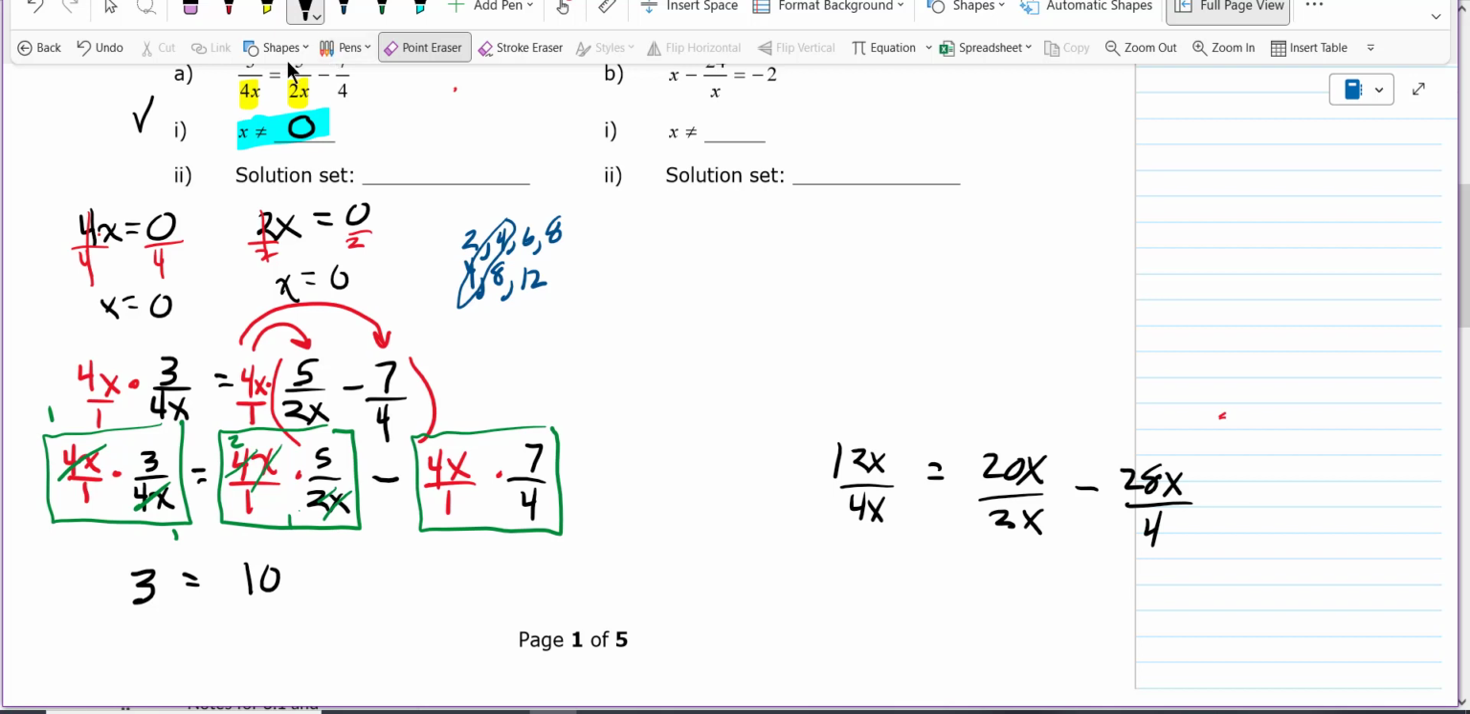So what I'm going to do on here is notice this. The 4's are going to cancel out there. That's going to leave subtract 7x over 1. 7x over 1, of course, is minus 7x.